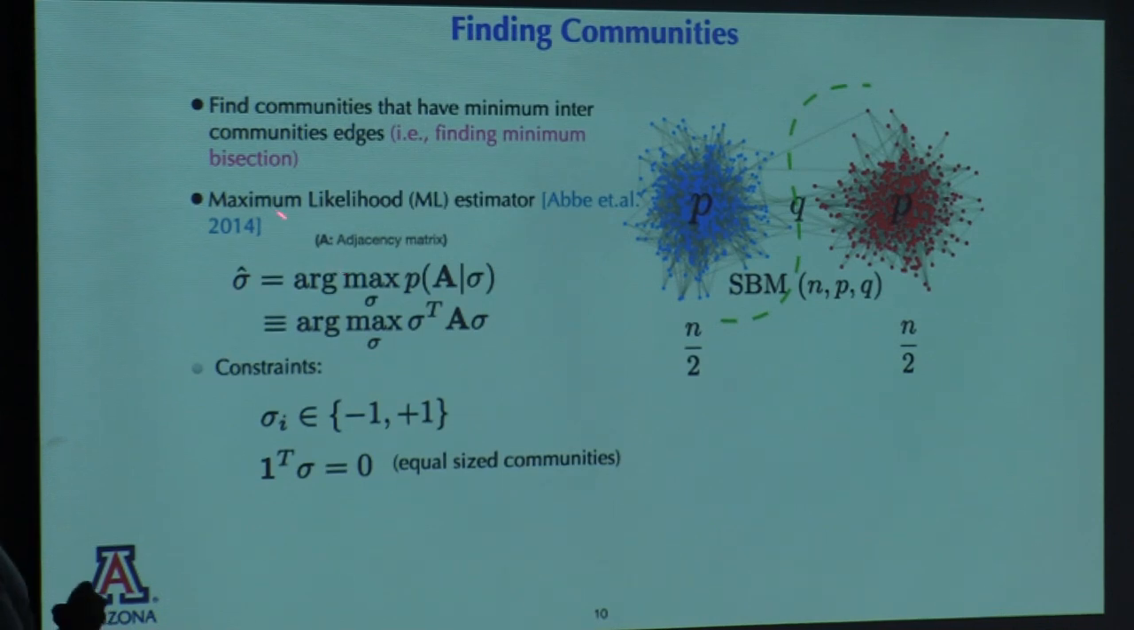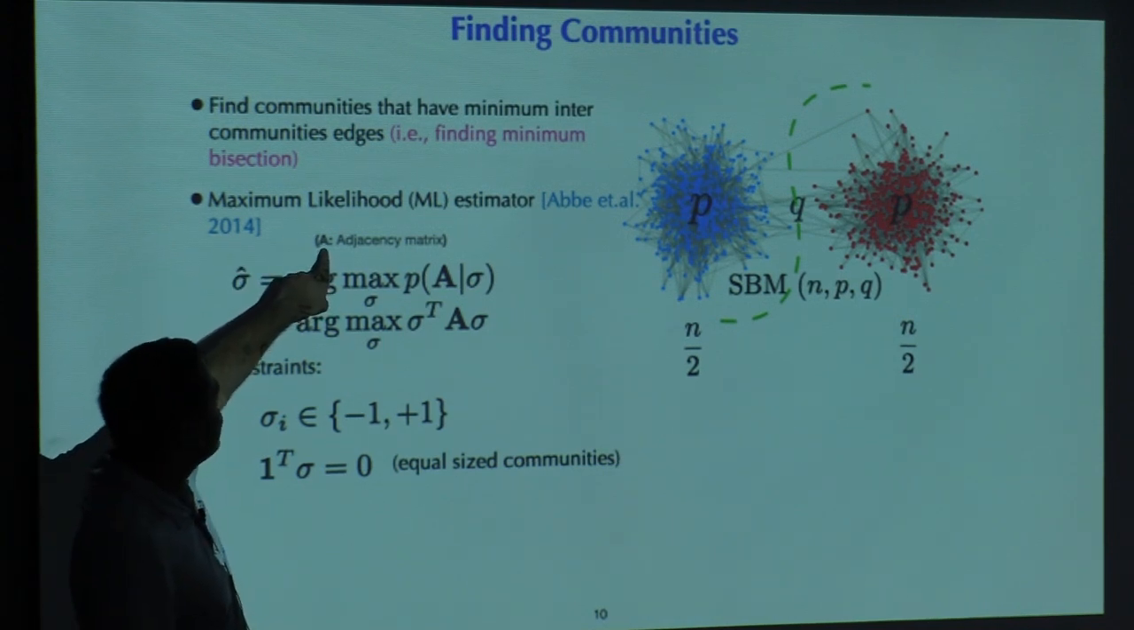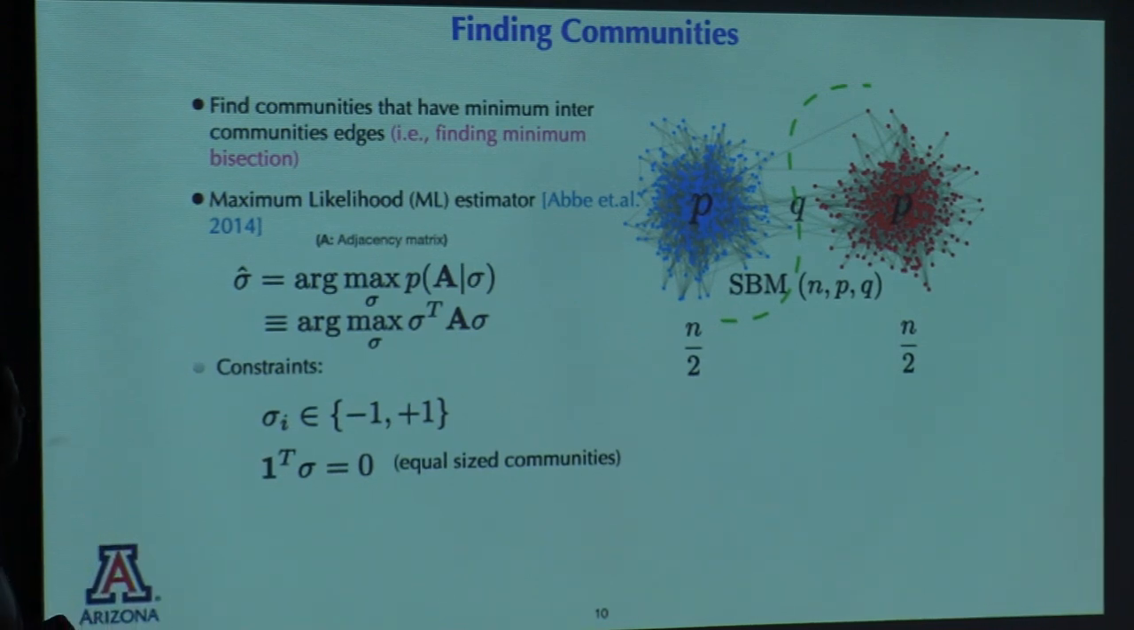So it turns out that if you write down the optimal maximum likelihood estimator, this is what it looks like. Okay. So remember, we have a graph drawn from this SBM with P and Q. If you write down the probability of observing an adjacency matrix A given a fixed set of labels sigma, so this is just the likelihood function, it turns out that this can be written as sigma transpose A sigma. So remember, A is the adjacency matrix. Throughout the talk, I will denote A as a 0, 1 adjacency matrix. Okay, 0 means no edge between two nodes, 1 means there is an edge. So the likelihood function is nothing but sigma transpose A sigma.